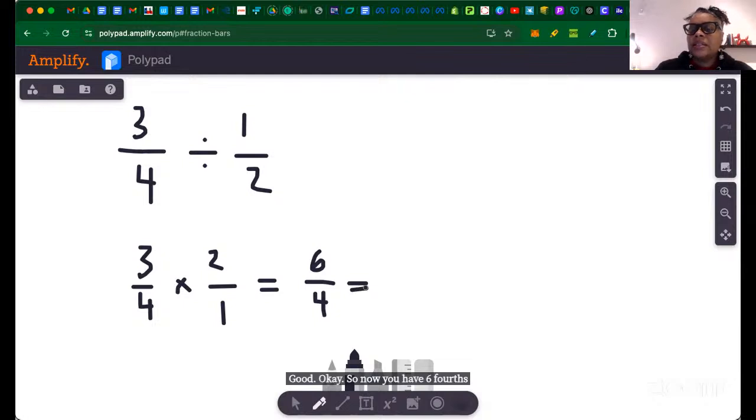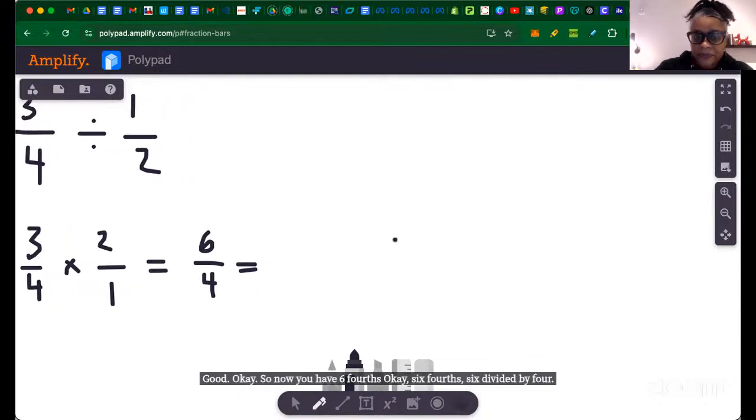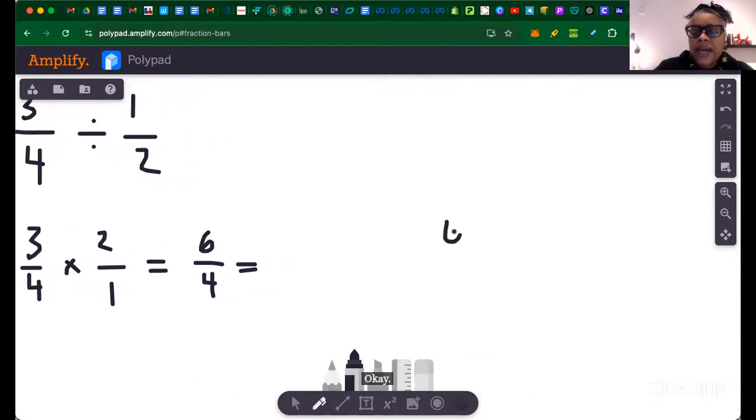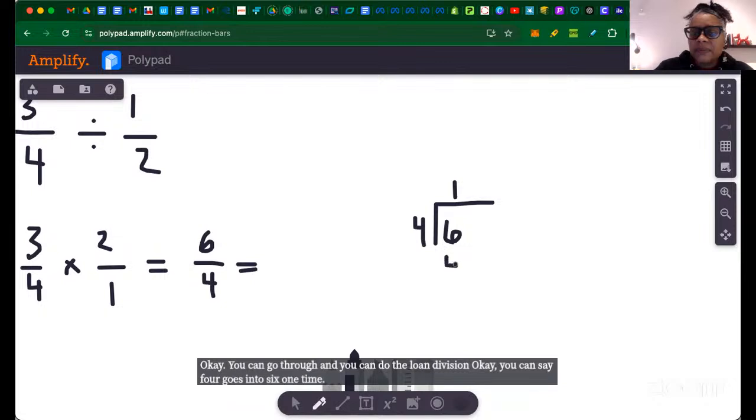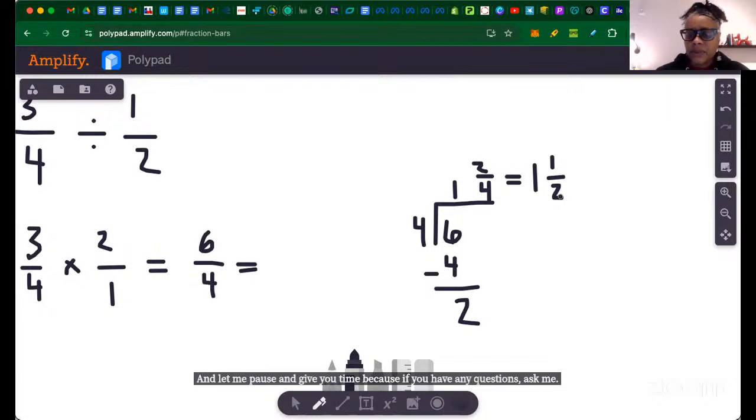6/4. 6 divided by 4. You can go through and do the long division. You can say 4 goes into 6 one time, and you have 2 left over. So that's 1 2/4, which is 1.5. And let me pause there and give you time, because if you have any questions, ask me.